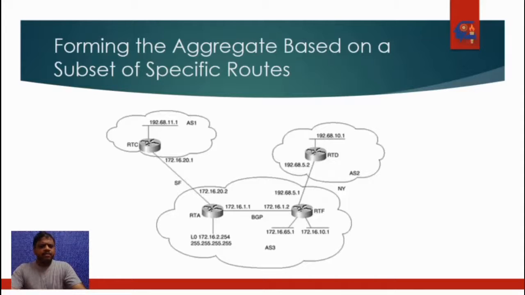Assume that the required behavior is to have the aggregate 192.68.0.0/16 sent back to autonomous system 1 and not to autonomous system 2. The solution is to have autonomous system 1 not be part of the aggregate's autonomous system path. Then autonomous system 1 will not drop the aggregate. This could be achieved by having RTA and RTF form the aggregate based on the 192.68.10.0/24 prefix only using the advertise-map option.